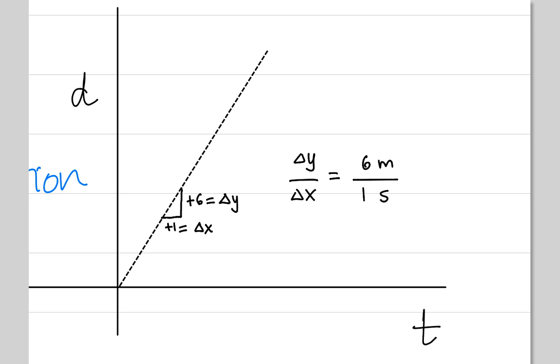How fast is this person traveling? 6 meters per second. This is our slope. So we come to realize that the slope of a dt graph is speed.